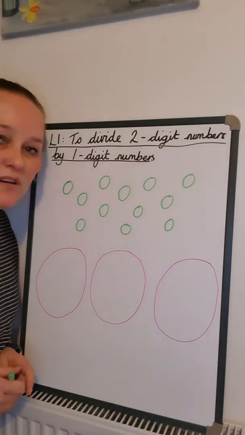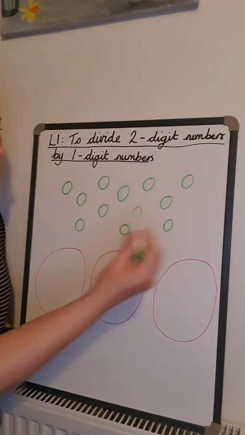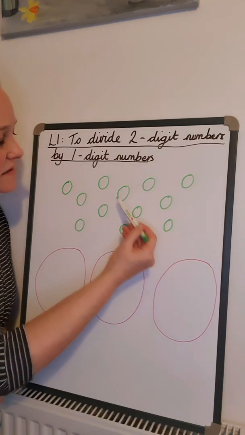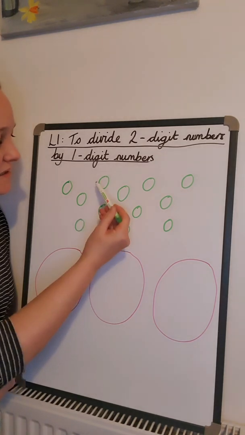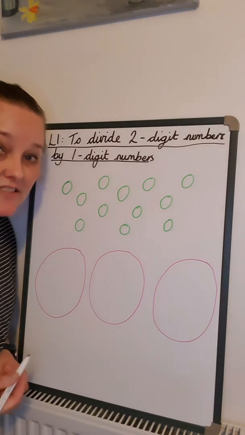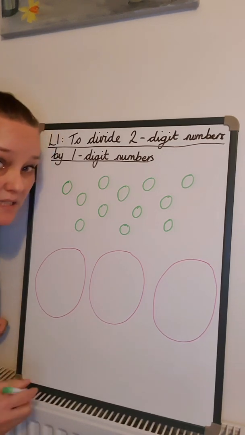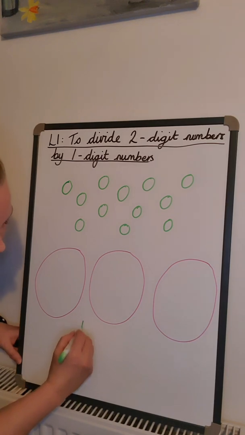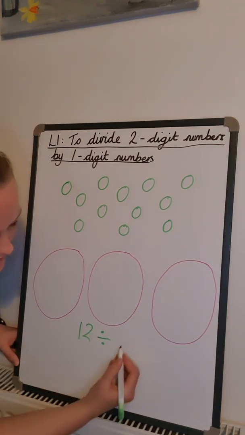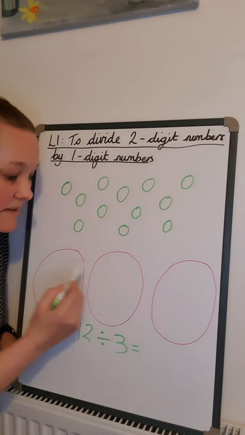Okay, so now we've got a new problem here. So we've got 1, 2, 3, 4, 5, 6, 7, 8, 9, 10, 11, 12. And we want to divide that into 3 equal groups. So we're doing 12 divided by 3. Okay, so I've drawn 3 little circles here.